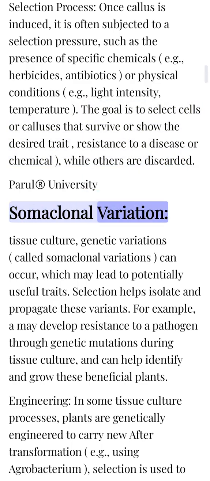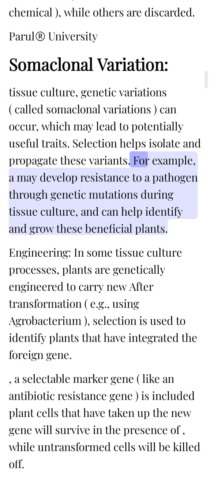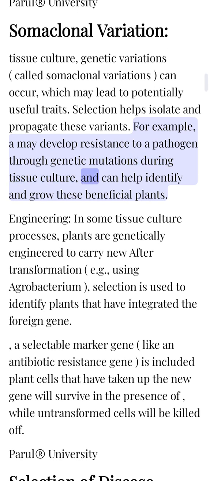Somaclonal variation: in tissue culture, genetic variations, called clonal variations, can occur, which may lead to potentially useful traits. Selection helps isolate and propagate these variants. For example, a plant may develop resistance to a pathogen through genetic mutations during tissue culture, and selection can help identify and grow these beneficial plants.